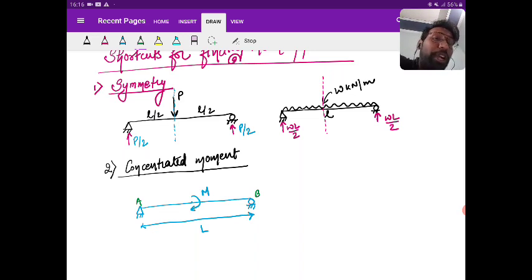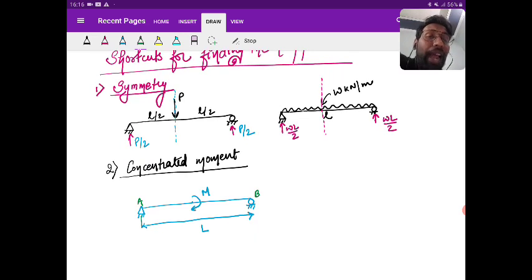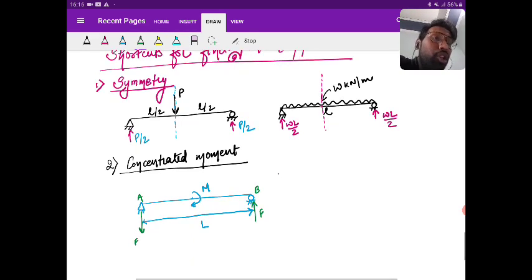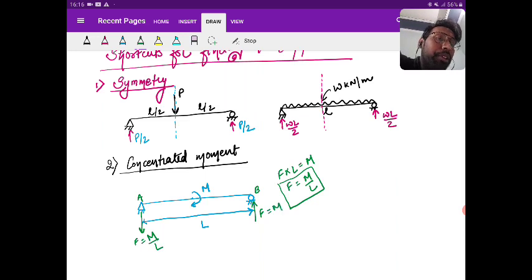So there is a clockwise moment of M. I am balancing it with the anti-clockwise couple with the forces at A and B, right? So if I say this force value is F, then F into L is equal to M. So you got the value of F is equal to M by L. This is what you got yesterday. So this F is equal to M by L. I hope you understood what I am telling.